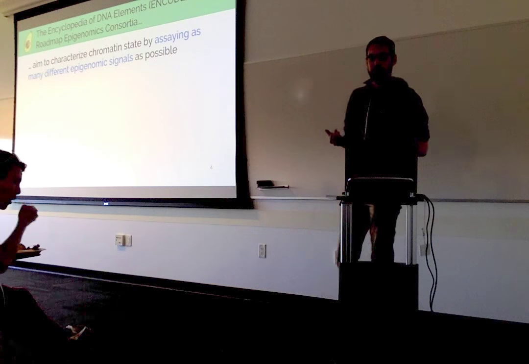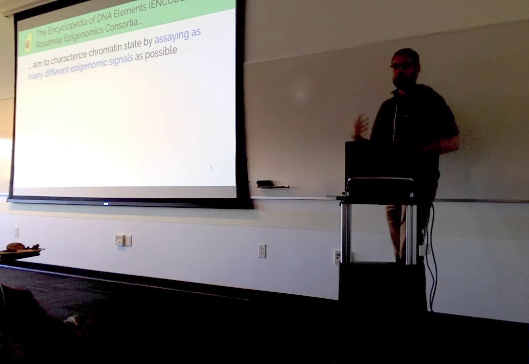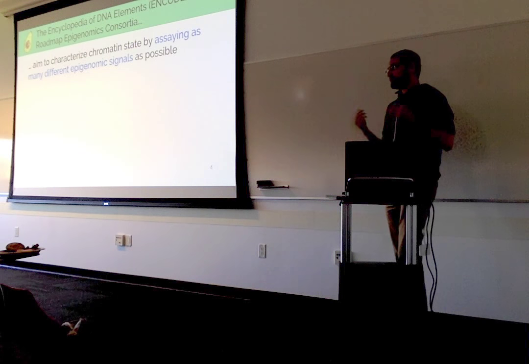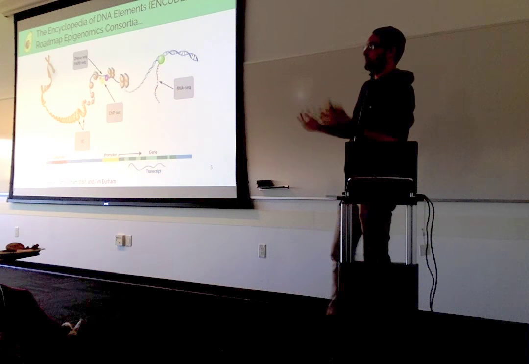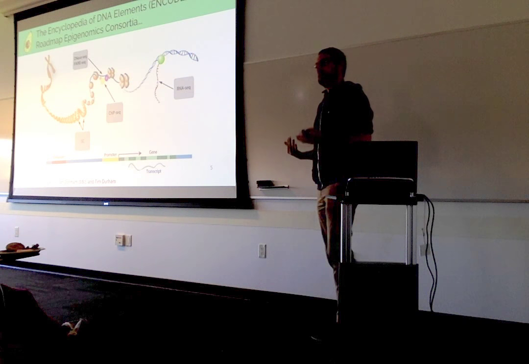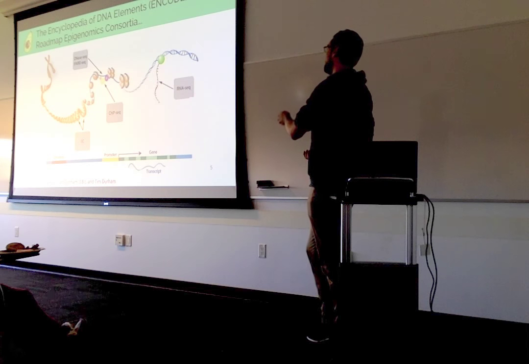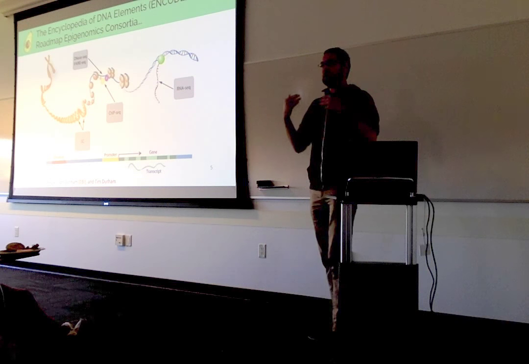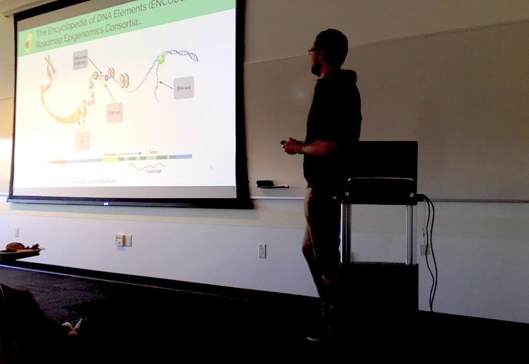So what they wanted to do is characterize chromatin state, basically characterize our genome by assaying as many different signals as possible. And what this means is that they were trying to quantify as many different phenomena that occur in the genome as possible. For example, they would run something like RNA-seq, and now it'll give you measurements of how transcribed various regions of the genome are. And a lot of the genome is actually transcribed.